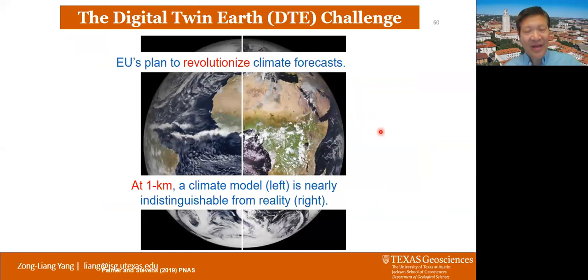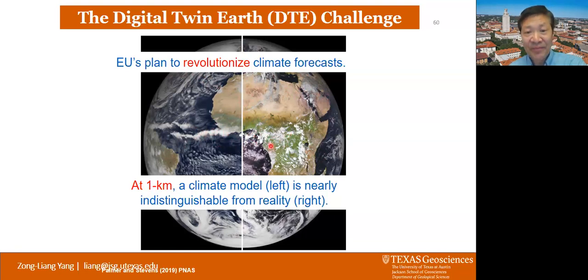Now, everybody has heard about digital twin. Digital twin was initially used in the engineering field, but now has received more and more attention in the earth sciences. The European Union has planned to revolutionize climate forecasting at 1 kilometer or even finer. You can see this partition, left and right, is really difficult to distinguish: which one is reality and which one is the model simulation.